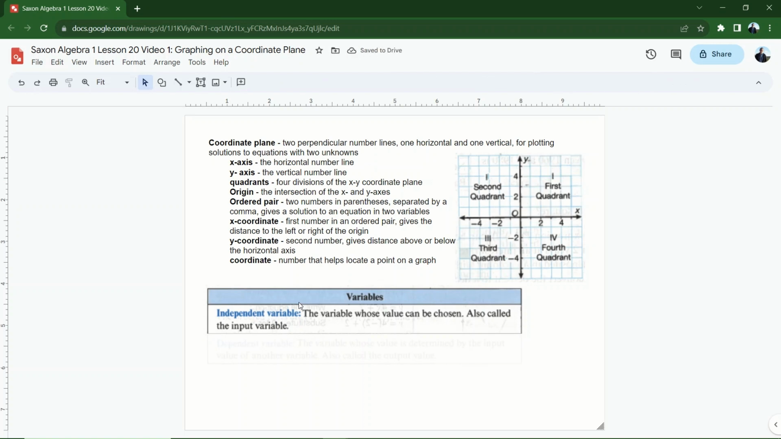When we're talking about variables, when we have a coordinate plane, we're dealing with two variables. And I've been calling those variables x and y, but really they have some special names as well. The x variable is called the independent variable. It's a variable whose value can be chosen. You are in control. We also call it the input variable. Now, it's a little confusing to say that this variable can be chosen because sometimes it can't.